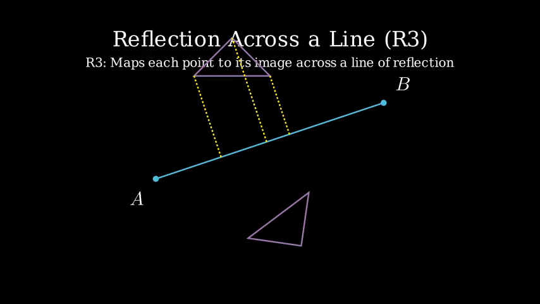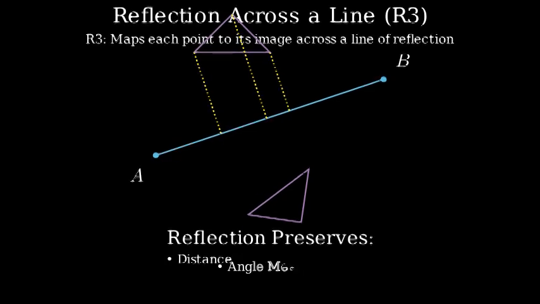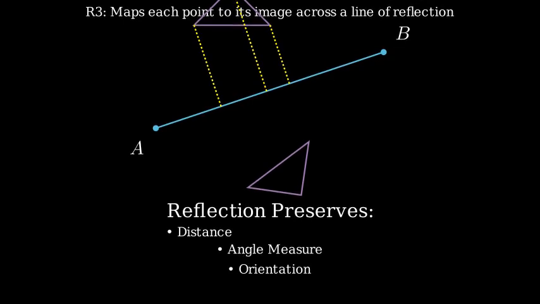Remember, reflection preserves distance. The distance between any two points is the same as the distance between their reflections. Angle measure: angles in the original shape are equal to corresponding angles in the reflected shape. And orientation: although the shape appears flipped, all its properties remain the same.